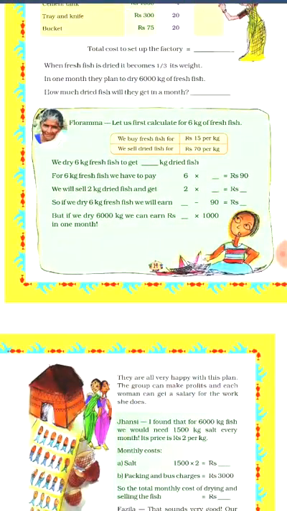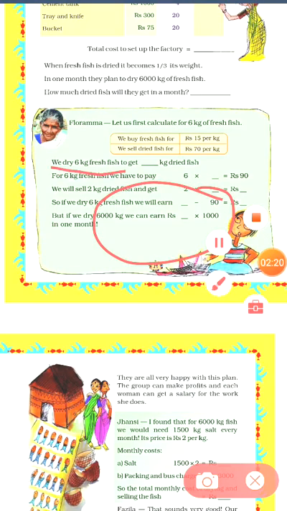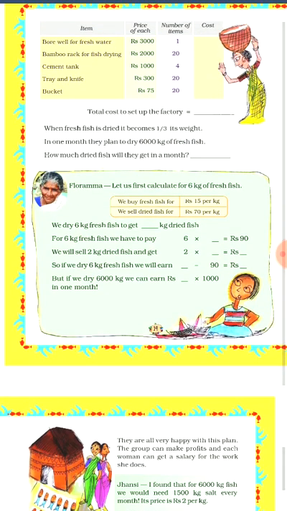After that we dry 6 kg of fresh fish to get dash kg of dried fish. As we have discussed in our previous video, when fresh fish is dried, it becomes 1/3 of its weight. It means that if we dry the fresh fish, then the weight of dried fish becomes 1/3 of its original weight. Is it clear? So how to find the dried fish from 6 kg of fresh fish? Let us see.